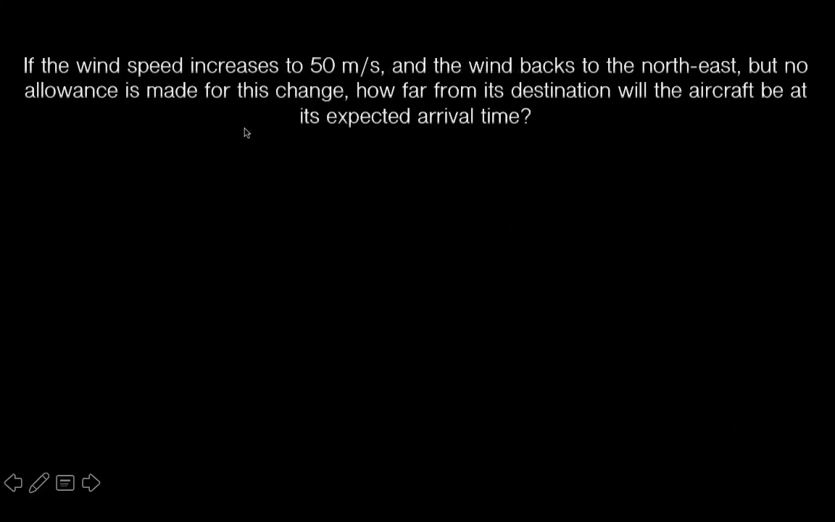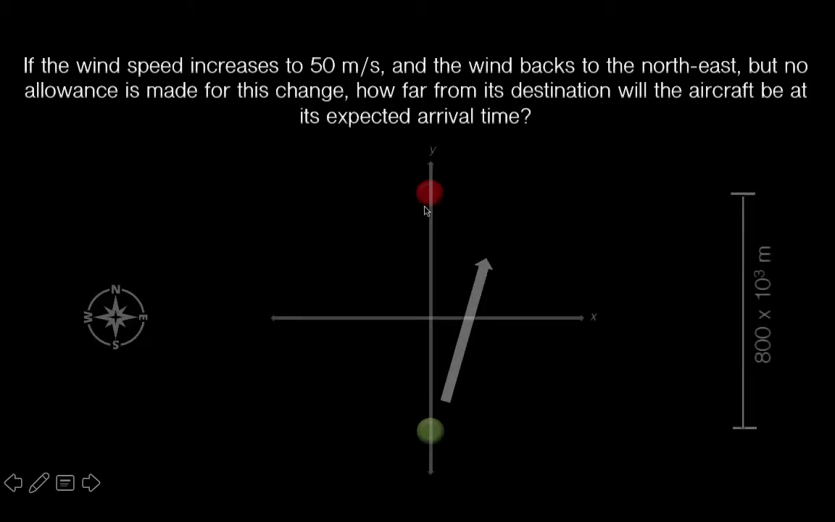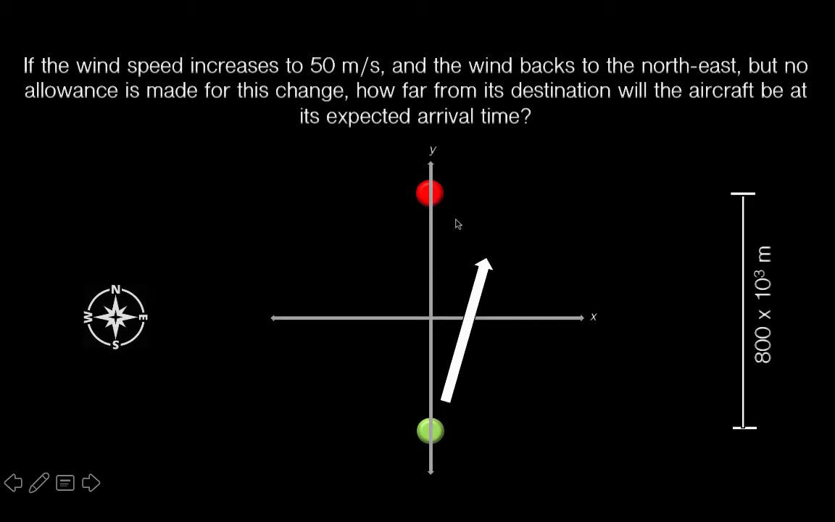Now for the second part of the question. If the wind speed increases to 50 meters per second and the wind backs to the northeast, but no allowance is made for this change, how far from the destination will the aircraft be at its expected arrival time? So going back to the system, we have the starting point, we have the destination. We have this vector which represents the direction the plane is going originally. Remember, no allowance is made for this change, so we're going to go back to this vector. Here's the wind coming in from the northeast. The aircraft is going 222 meters per second originally, and then the wind is coming in from the northeast at 50 meters per second.